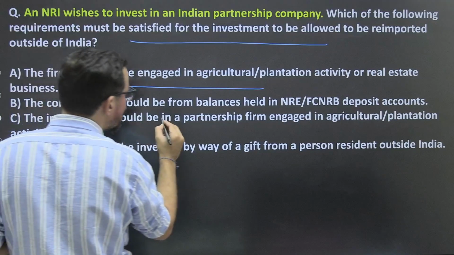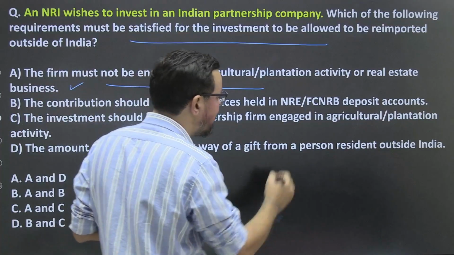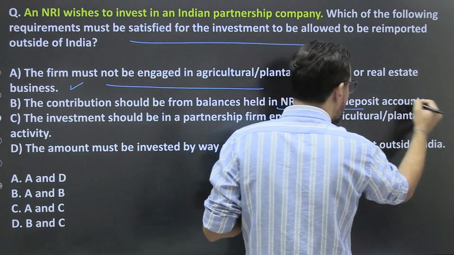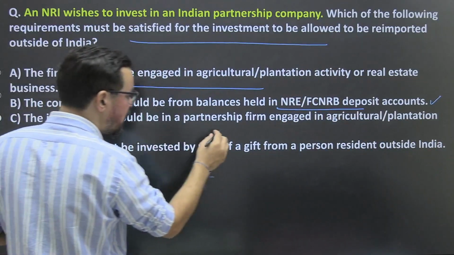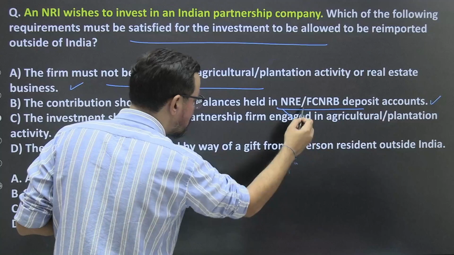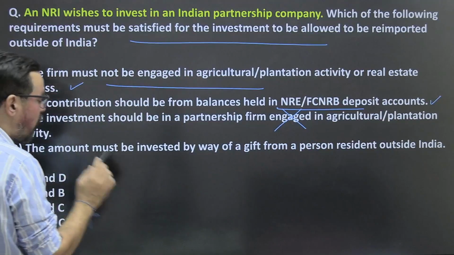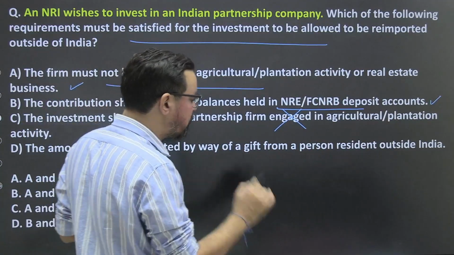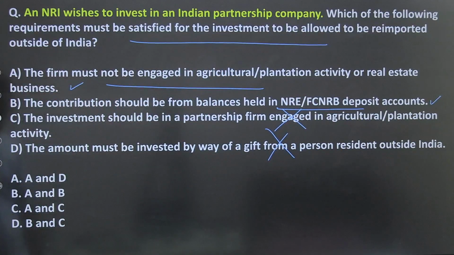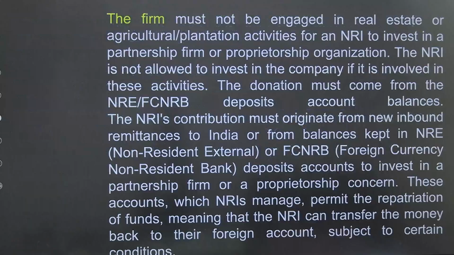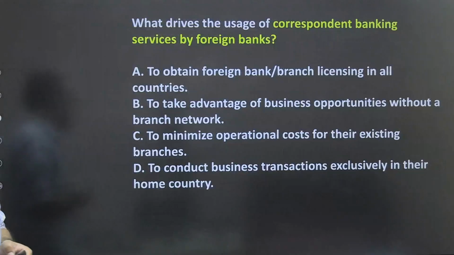The contribution should be from the balance held in NRE or FCNR deposits, because they are on the basis of repatriation itself. The investment should be made in a partnership firm engaged in agriculture? No. The amount must be invested by way of gift or note? So what will be your correct answer? A and B. That means B should be the right answer for this particular one. Yes. So only A and B are the true statements. The rest are incorrect. Okay. Next one.